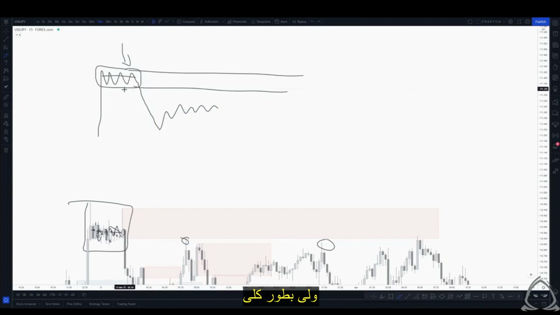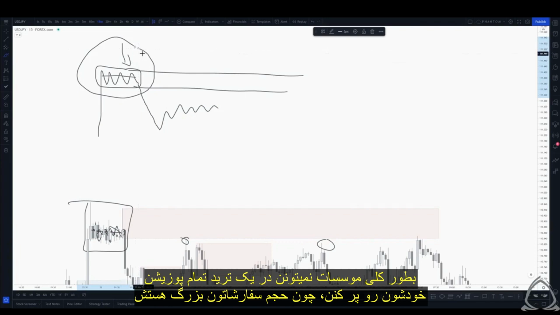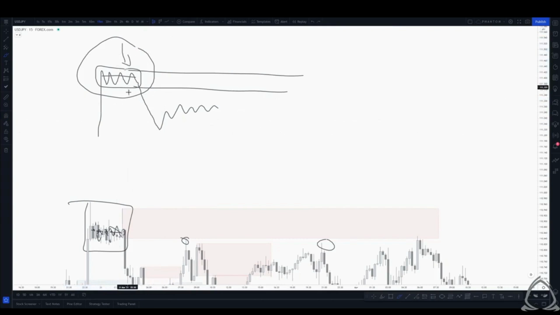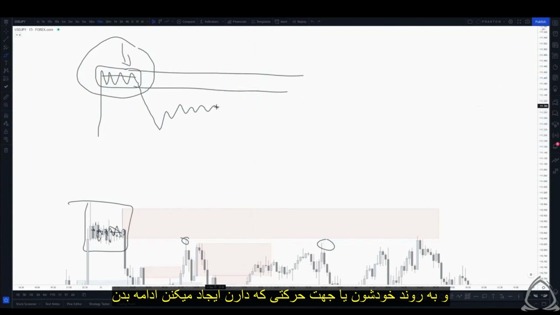But generally speaking, this would have been a smaller portion of a larger order. Institutions are generally unable to position themselves fully in one go because their order sizes are simply too big. This is basically why we see this large drop. And what they're setting out to do is for price to return to those price points so that they can then execute the remainder of their position and continue on their overall trend or trade direction that is being facilitated.